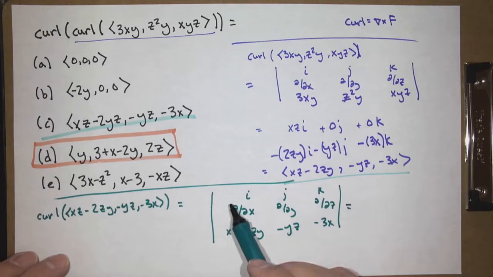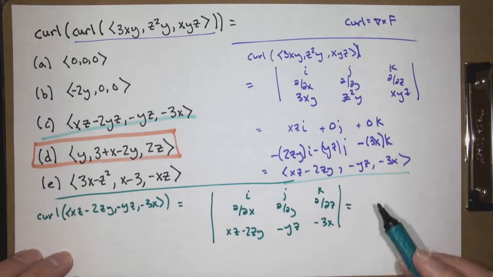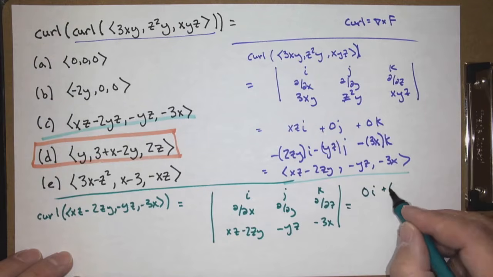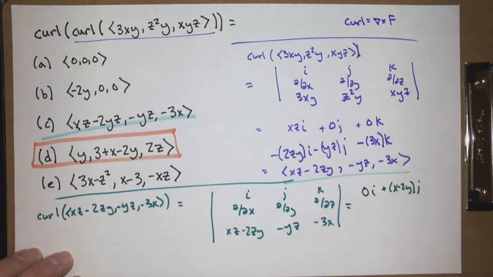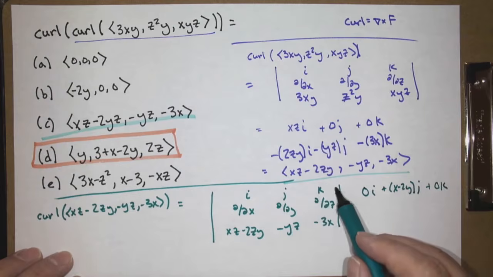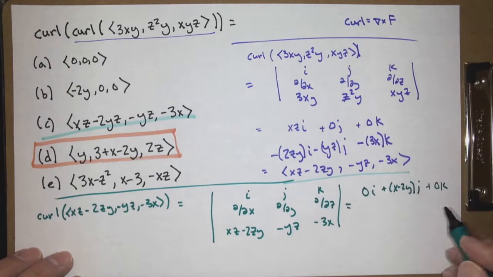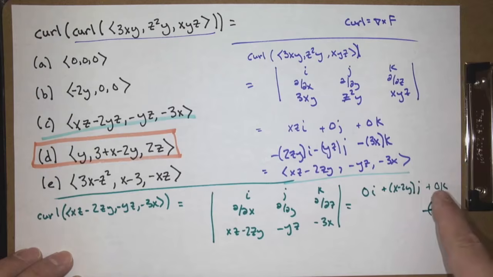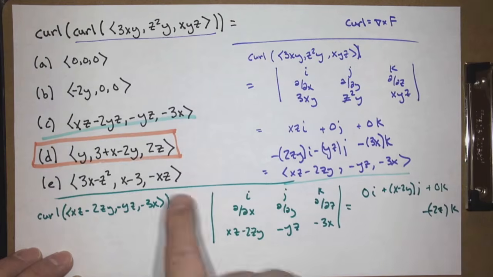So diagonals, derivative with respect to y of minus 3x, well, 0. So you get 0i. Derivative with respect to z of xz minus 2zy, well, that's x minus 2y. And finally, derivative with respect to x of minus yz, well, that's again a 0. Start going the other direction. Derivative with respect to y of xz minus 2zy, well, that's minus 2z. But we're going to subtract that. And at this point, we actually can tell the last slot is going to be positive 2z, which is D. So we know D is the right answer by this stage.